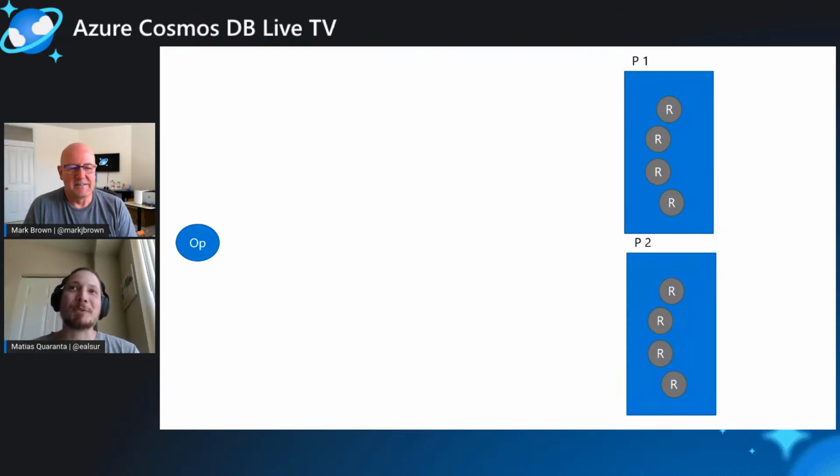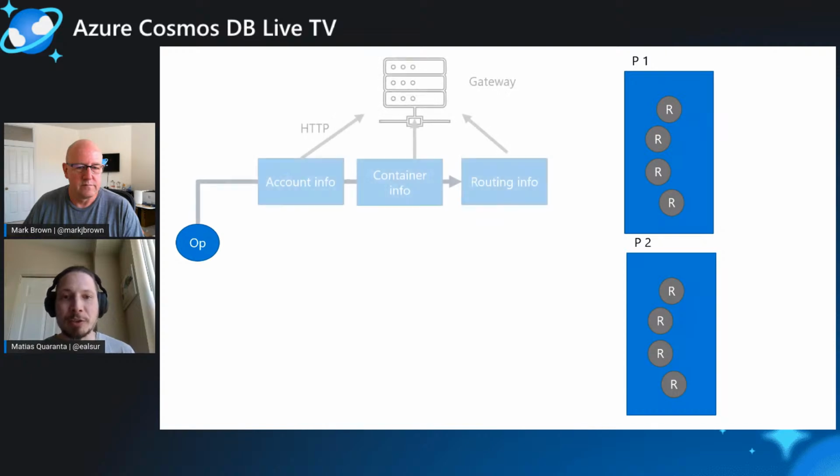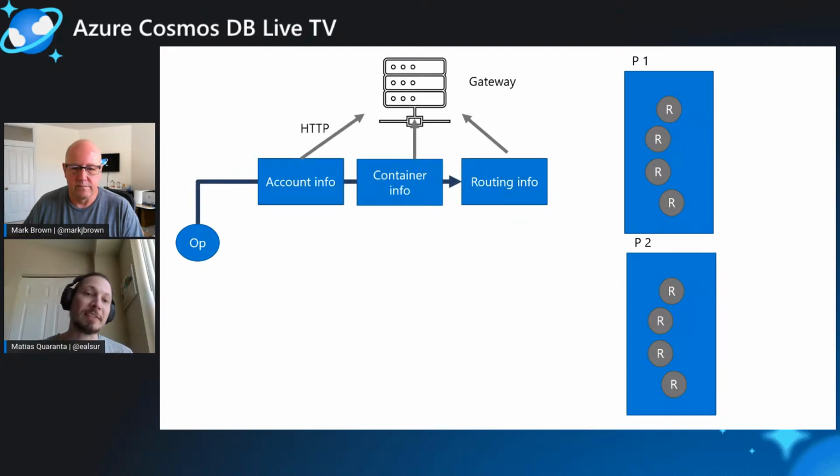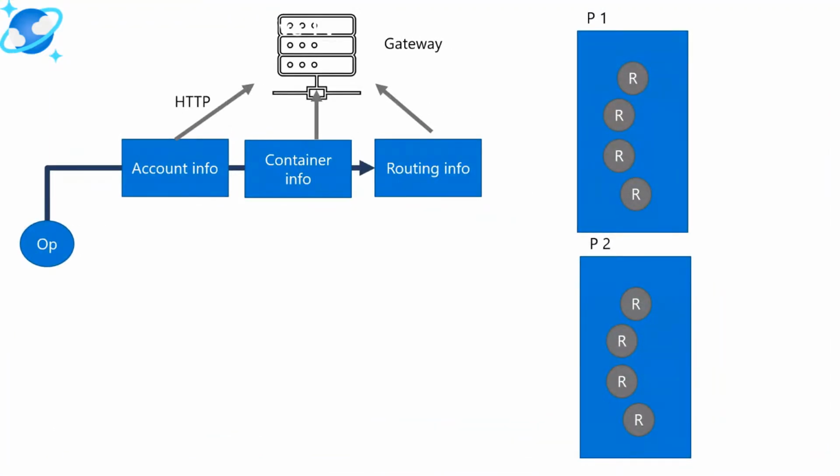So normally the first question is: okay, I have the two connectivity modes, I create my client and I do my first operation. What happens when I do, for example, create item? I create a client, I call create item. What happens then? On that first request, the SDK will call the gateway using HTTP protocol and obtain some information that we need in order to execute that particular operation.